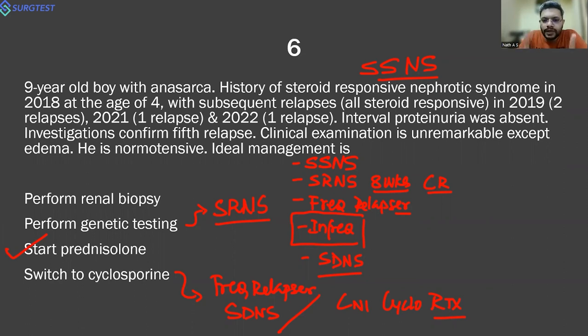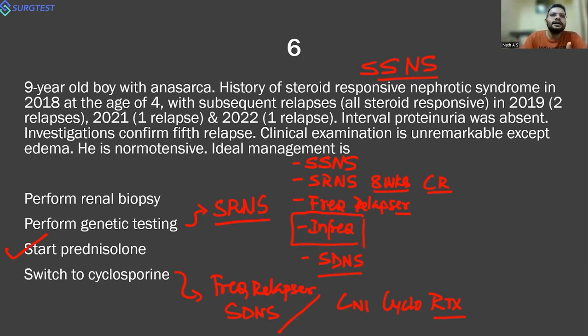You would treat every relapse with steroid unless it is a frequent relapse or SDNS. So you would again give prednisolone, he is going to respond, and then you leave it at that. You would not perform genetic testing because he's been steroid responsive. Had he been steroid resistant, then you would have thought about it. And renal biopsy is not required because a suspicion of another diagnosis is not there. You're still thinking minimal change.